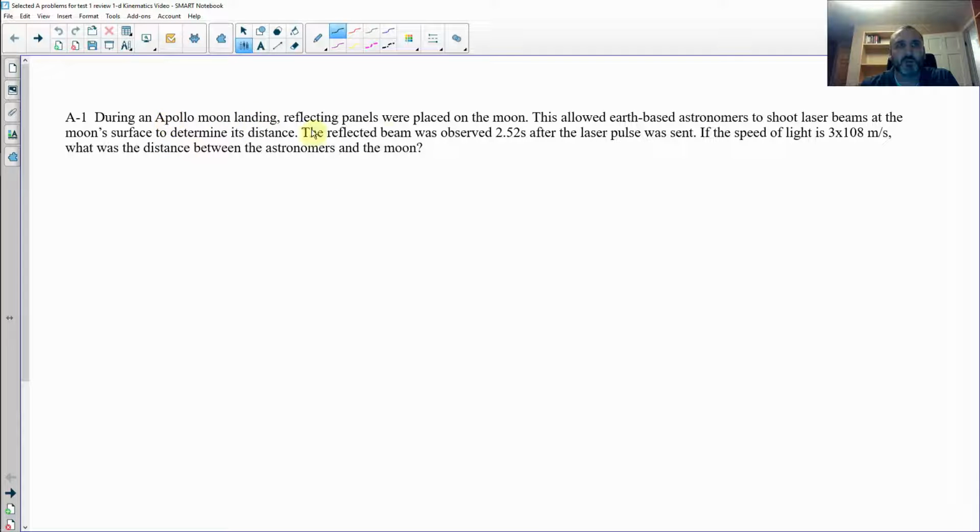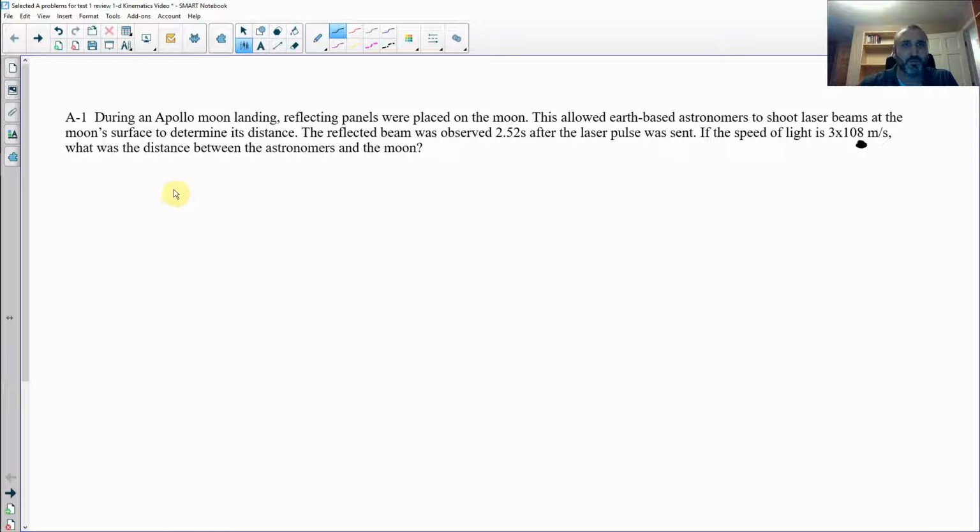First one is going to be: during the Apollo moon landing, reflecting panels were placed on the moon. This allowed Earth-based astronomers to shoot laser beams at the moon's surface to determine the distance. The reflected beam was observed 2.52 seconds after the laser pulse was sent. The speed of light is 3 times 10 to the 8th meters per second. What's the distance between the astronomers and the moon?